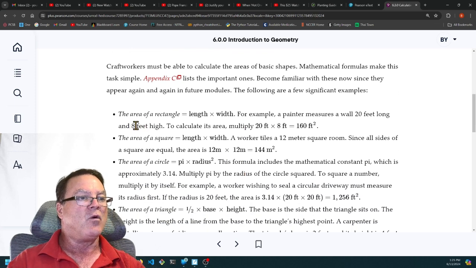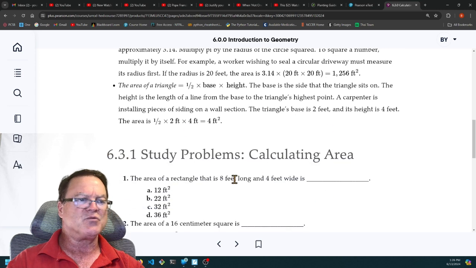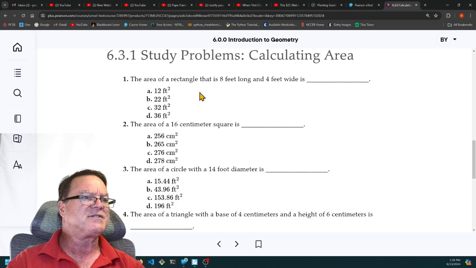So here are some formulas. It says that the area of a rectangle equals the length times the width. The area of a square equals the length times the width, or one side squared, one side multiplied times itself. The area of a circle equals pi times the radius squared. The area of a triangle equals 1/2 times the base times the height of that triangle. We'll put these to use. We'll see them later. Study problems.